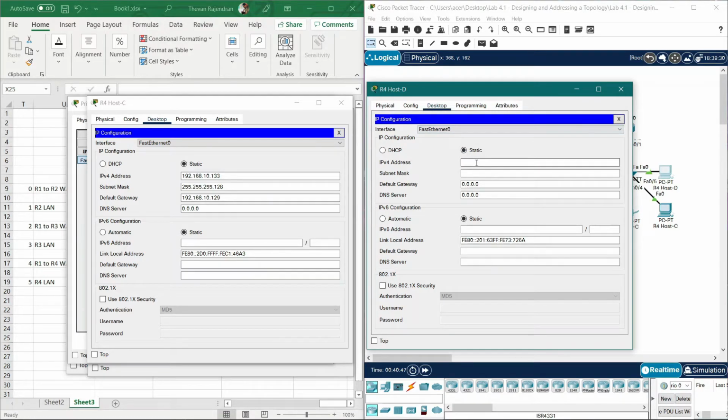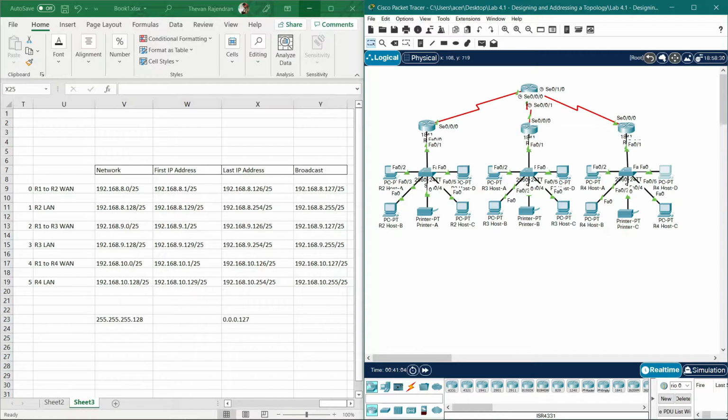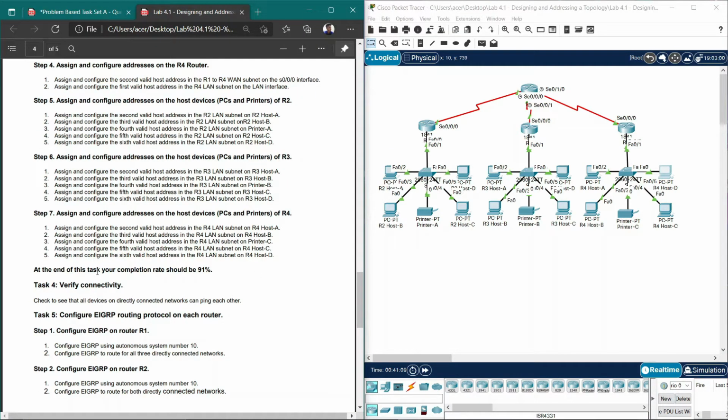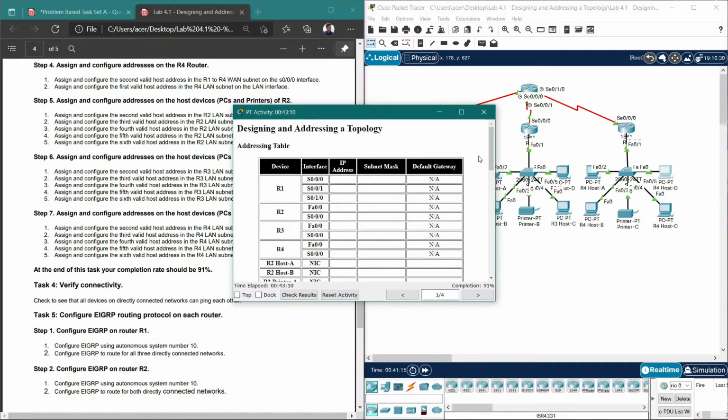R4 host will be the last PC to assign an IP address. So now we have successfully configured the IP addresses for the devices. Next, at the end of the task, your completion rate should be 91%. And here we can see the completion is 91%.